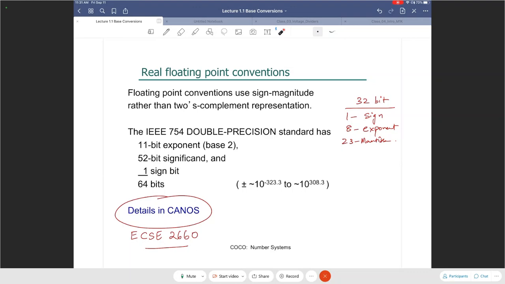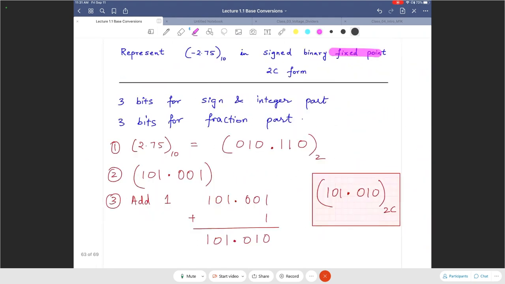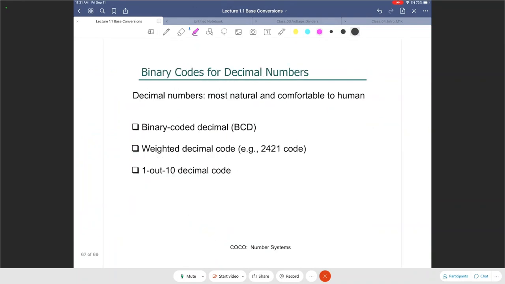Those are floating point numbers. We have been dealing with fixed point numbers here. All right, let's move on.